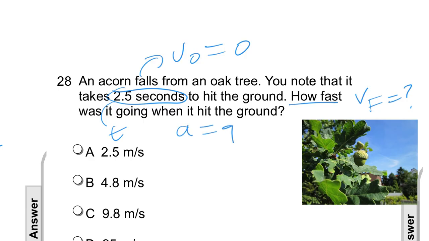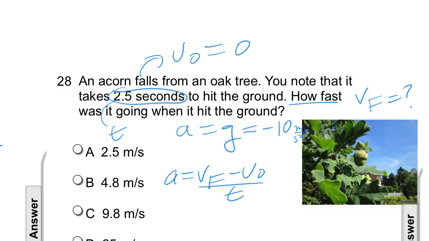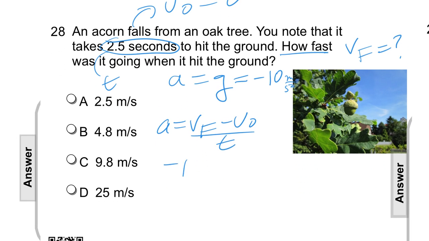A is equal to G is equal to negative 10 meters per second squared. Well, they're going to use 9.8 in these problems, but I'll just round up. Okay, so pick an equation. Well, a simple one of the 5 equations. A equals VF minus VO over T. So, -10 equals VF minus 0 because it dropped from rest, started from rest, over 2.5 seconds.